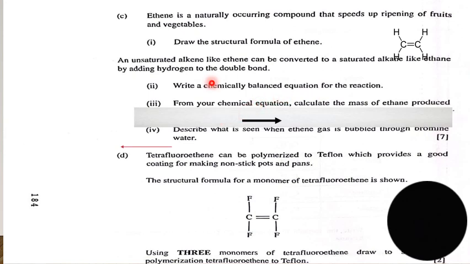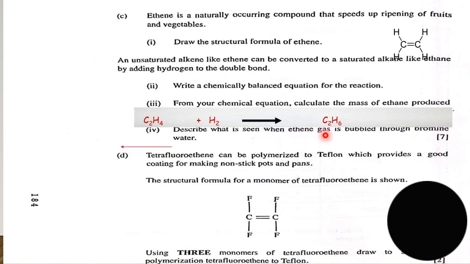So next it says write a chemically balanced equation for the reaction, and we got this. Most of the time when you write these equations, they are already going to be balanced, okay? Once your formulas are correct, it's going to be balanced, okay? So it tells us to write a chemically balanced equation for the reaction. So we are just going to go ahead and write the formula for ethene, okay? Our formula for ethene is C2H4, okay, plus hydrogen, which is H2, arrow, C2H6, okay? That's it, okay?